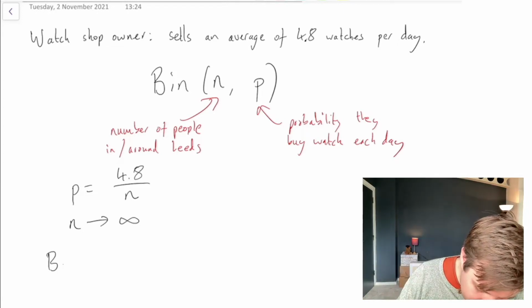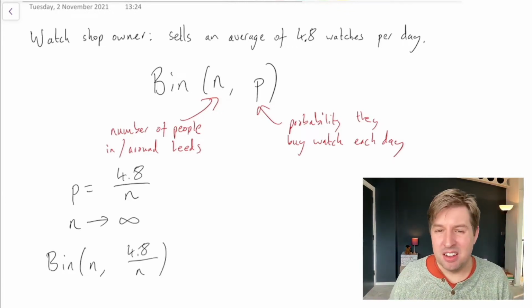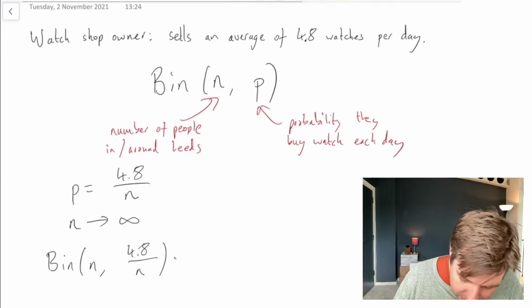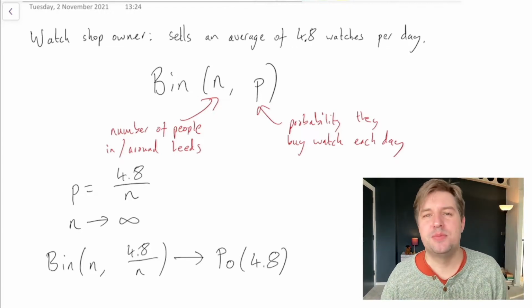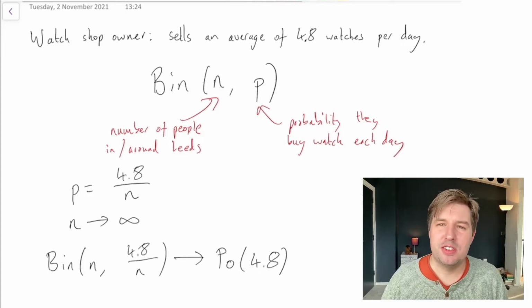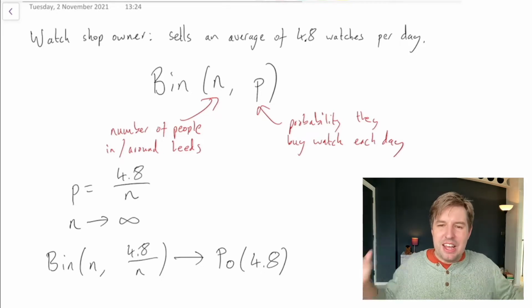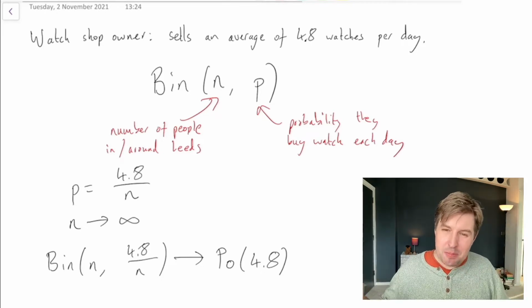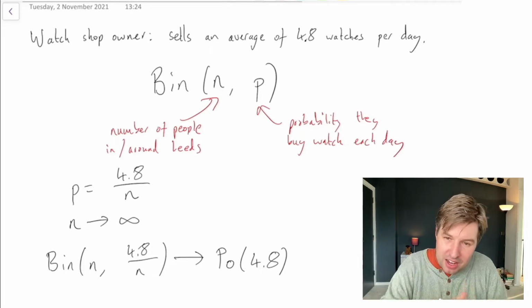If we take this binomial(n, 4.8 over n) that we're using to model watches, and if we just take n to be really, really big, it turns out this becomes a Poisson distribution with rate lambda equals 4.8. So this is why the Poisson distribution is such a useful model. The Poisson distribution models when there's a large number of things that could happen, but a fairly modest number of them actually do happen, because each one of the large number of things is very unlikely by itself.